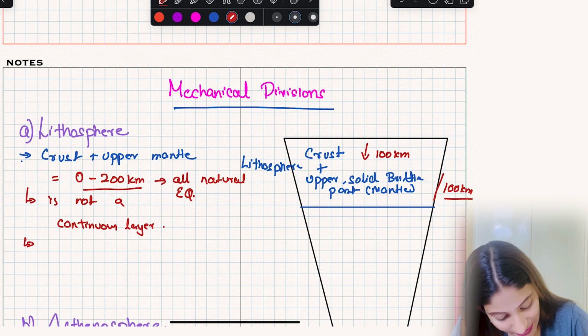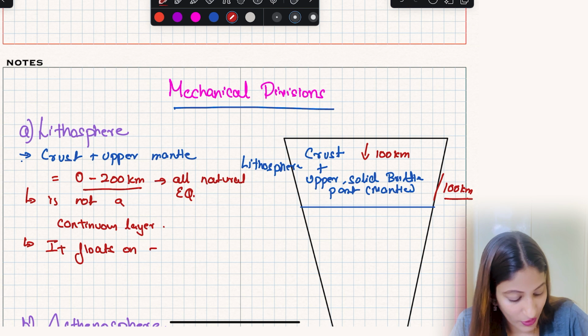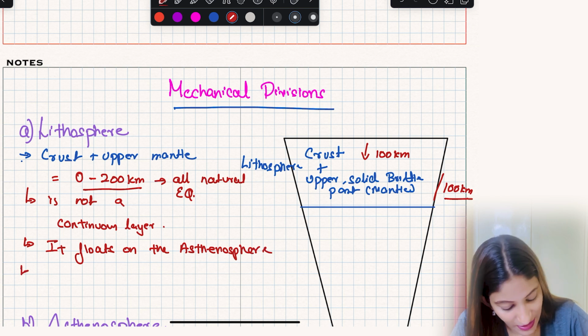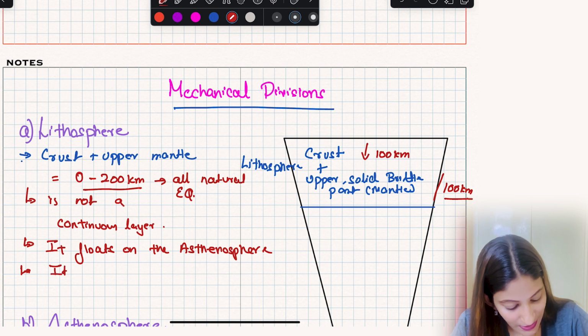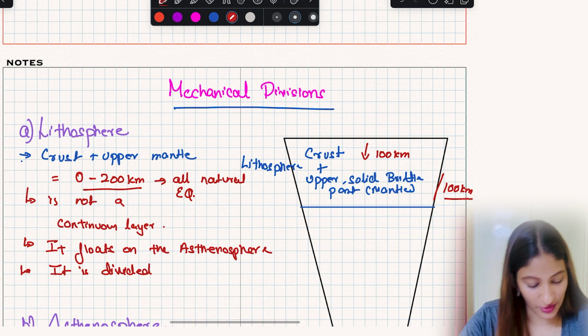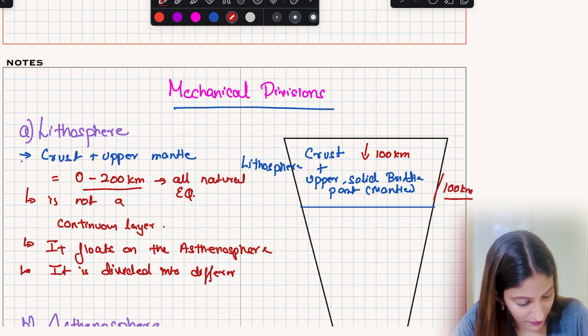Okay, and it floats on the asthenosphere, making tectonic activity possible. Okay, keep this in mind. Also, it is divided into different plates. This will be the theory of plate tectonics. Into different plates. Got it?